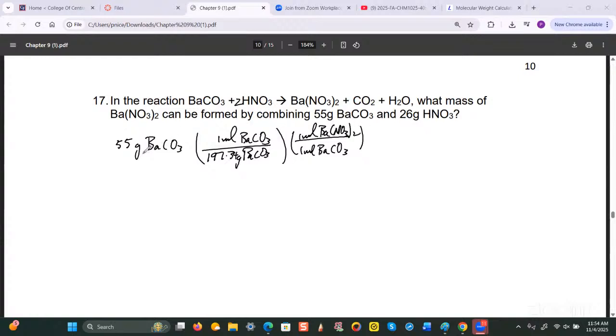And the reason why is because you want these units to cancel out, so you end up with the moles of barium nitrate in the final answer. So let me do the number crunching. 55 divided by 197.34 times 1. And according to my calculation, I got 0.279 moles of barium nitrate. Okay, what will be the next step?